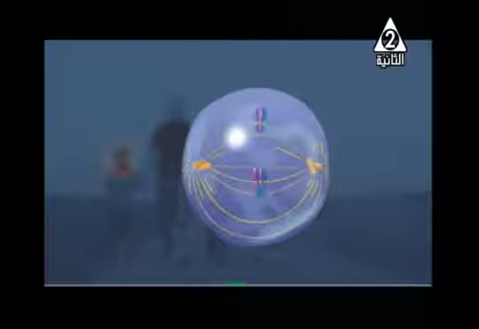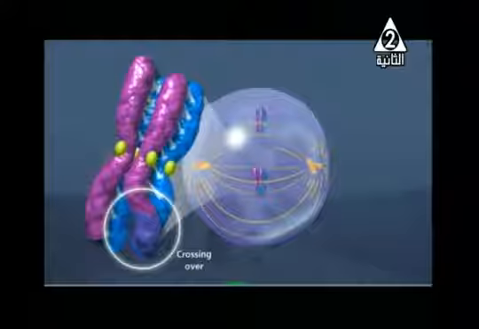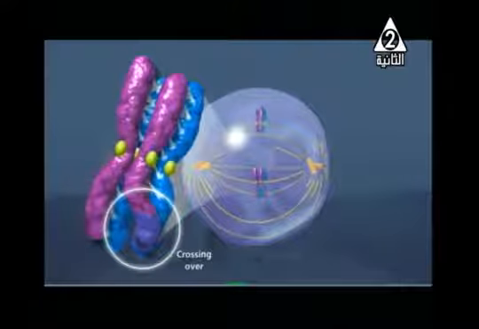As shown in the figure, two parts of the inner chromatids are exchanged during their connection to form tetrads in the first meiotic division, in the first prophase.